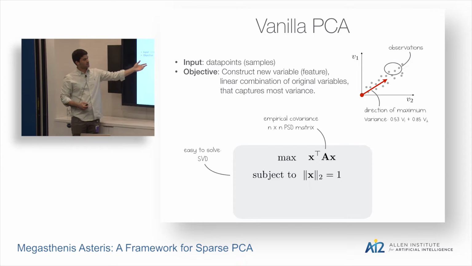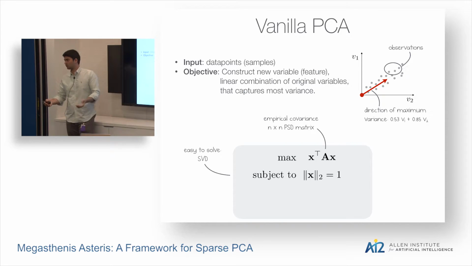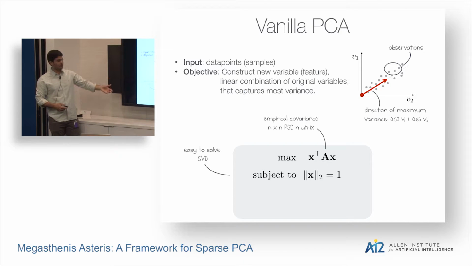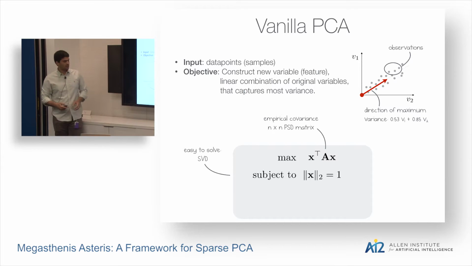And in this case, the direction is a linear combination of both variables, v1 and v2, with some non-zero coefficients. Okay, and we said as an optimization problem, the desired direction is the solution of the quadratic maximization x transpose A x on the empirical covariance matrix A that is computed given the observations, the 2-dimensional observations in this case. Okay, and again, this problem is non-convex already just by the fact that we are trying to maximize a quadratic form on a positive semidefinite matrix. But fortunately, it's very easy to solve through singular value decomposition.